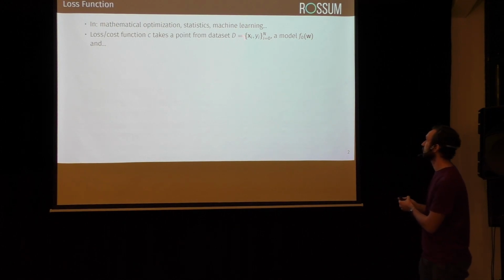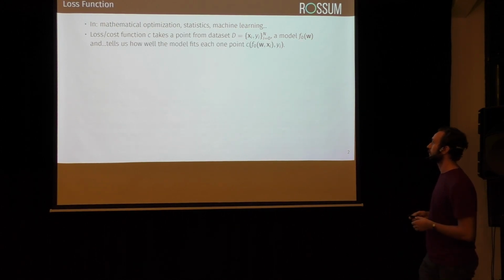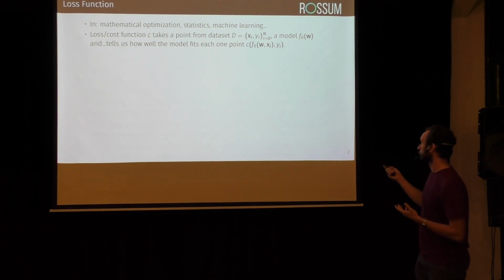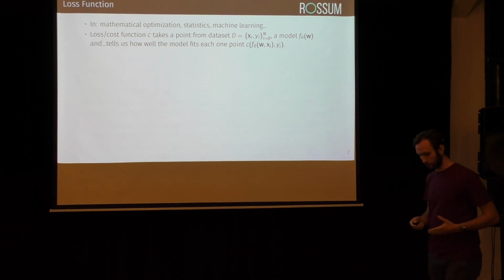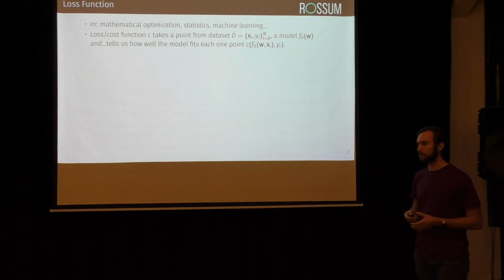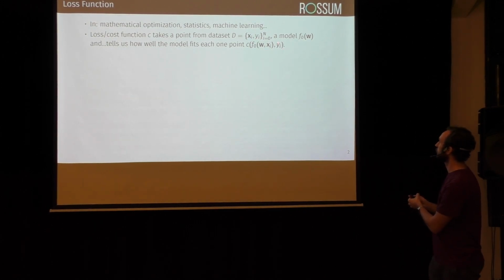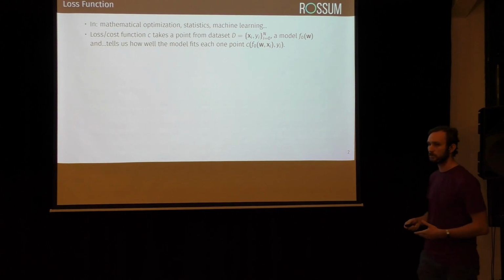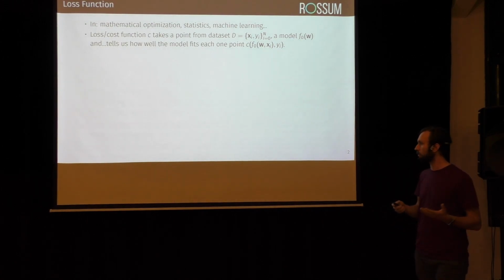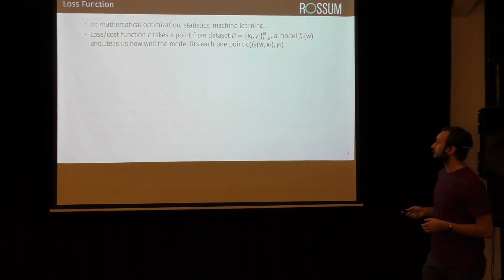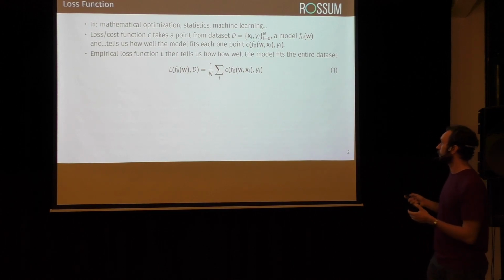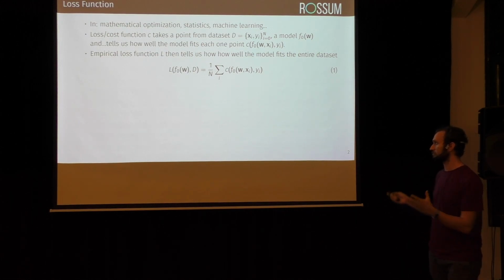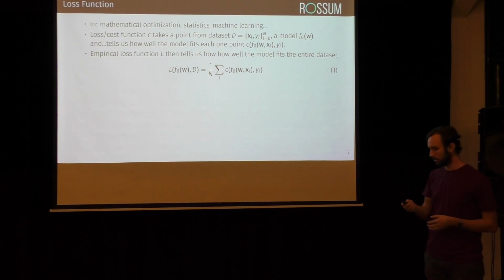So in general, if I take a data set and a model, what the loss or cost function does is, for each point in your data set, it will tell you how well your model describes the data point. So you take your prediction, compare it to the target, and the cost function will give you some value that you can interpret as being close or far away from where you want to be. From that, usually people construct empirical loss functions where they just take the average over the entire data set of the cost or loss functions. So this is how I'm going to denote it throughout the presentation.